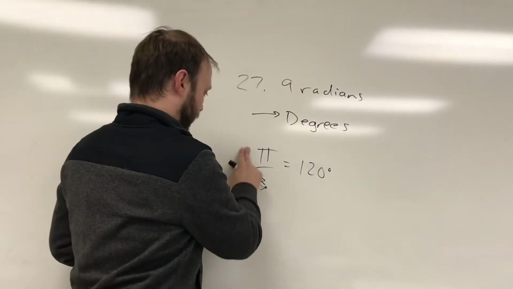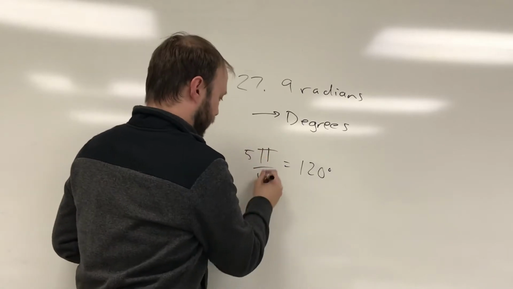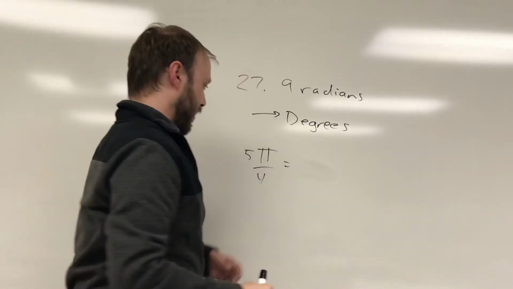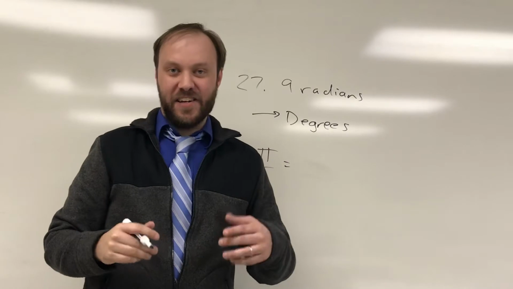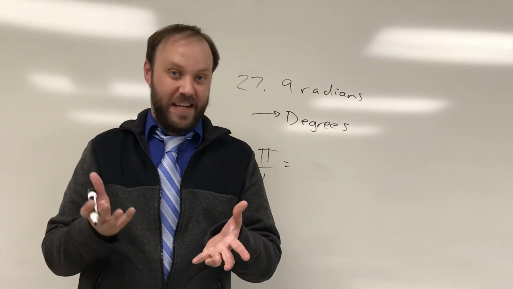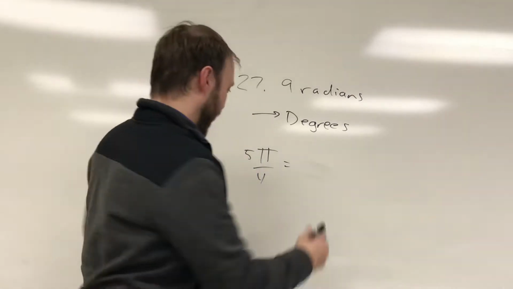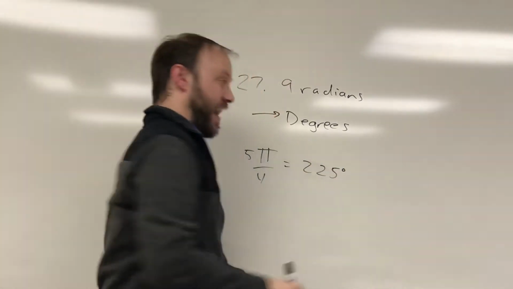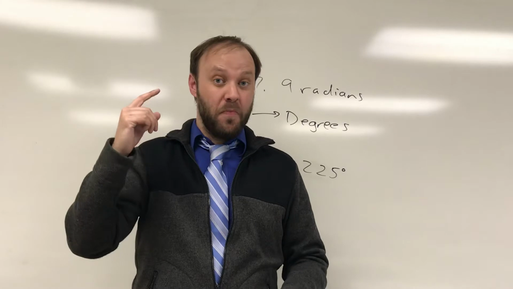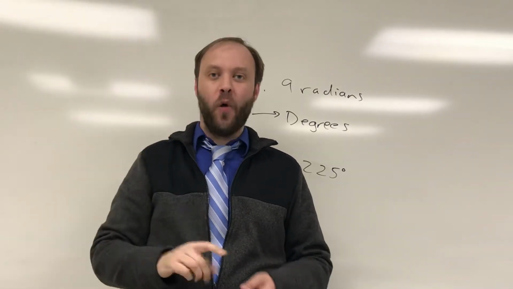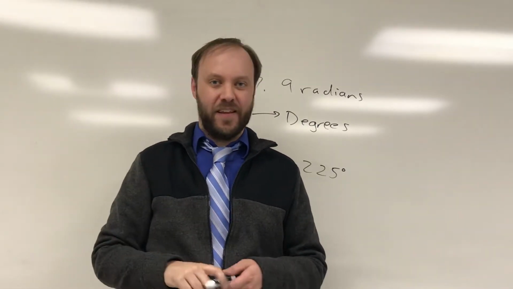I want you to be able to look at 5 pi over 4 radians and say, okay, pi radians is 180 degrees, 1/4 of pi radians is 45 degrees, okay? If I take 5 45s, that's going to be 225 degrees. I want you to be able to do most of those kinds of things in your head, or at least really quickly on paper with a calculator, okay?